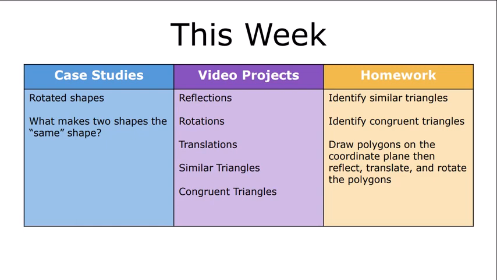We saw some examples of this earlier, like in week 1, when we talked about the levels of Van Hiele's theory, where students are able to identify that a square is a square, even if it's rotated sideways and looks like a diamond, because it has 4 sides, equal side lengths, and right angles. So you're going to see some more case studies like that, as well as some discussions about what it is that makes two shapes the same shape.